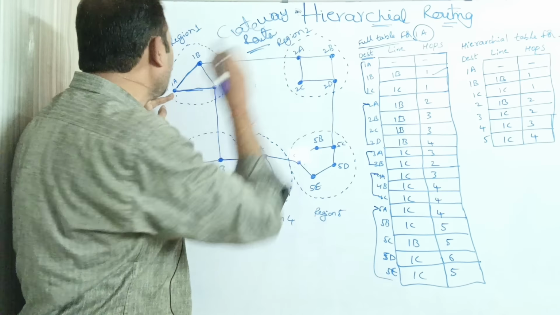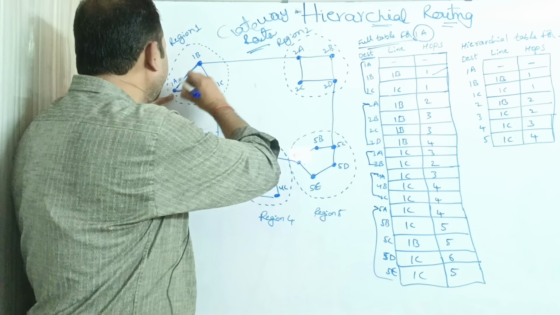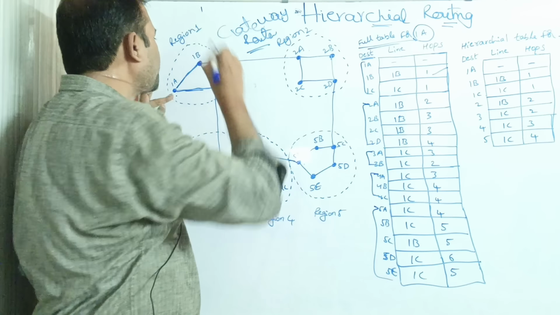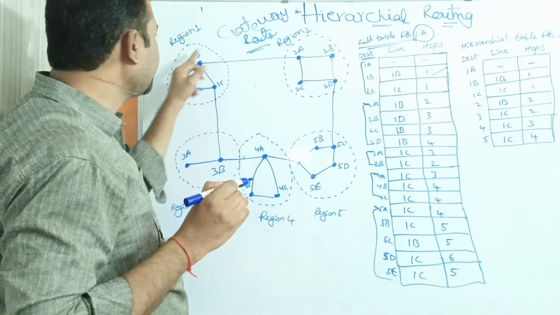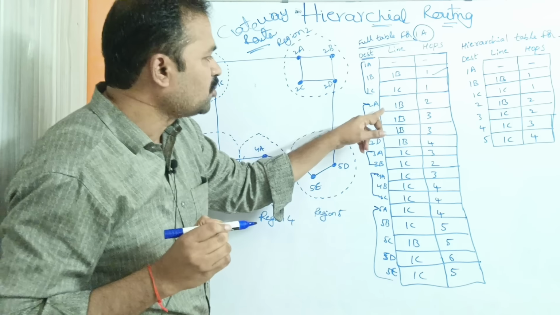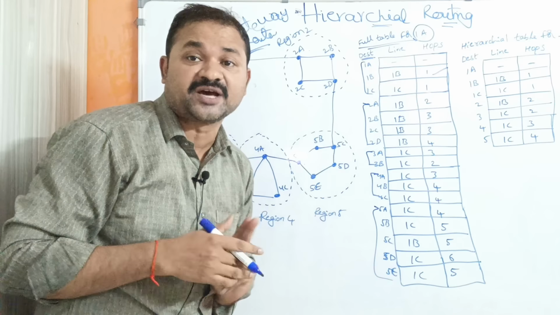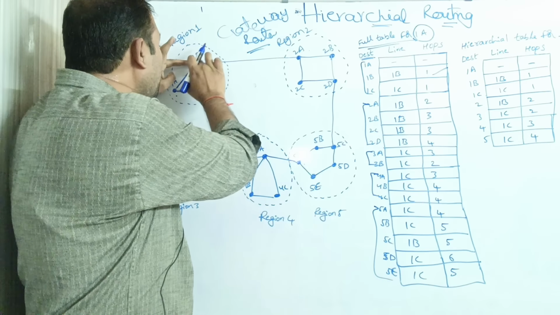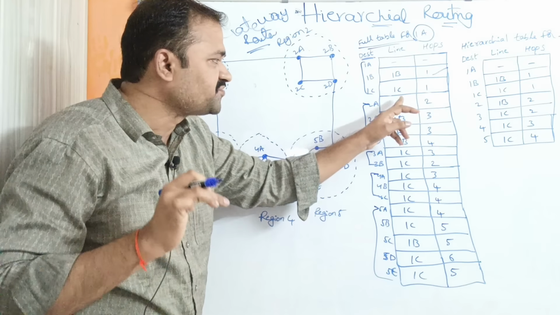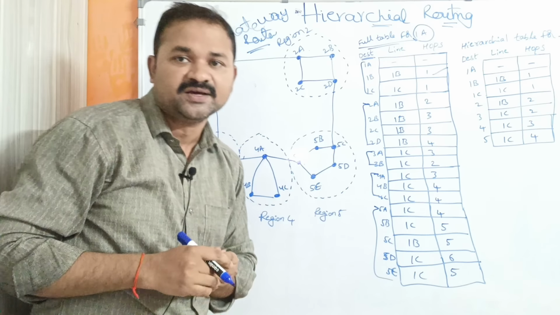Next, the destination router is 2A. So 1A to 2A. 1A can send the packet to 1B, so that is one hop. Next, 1B can send the packet to 2A. This is the second hop. So how many hops are required? 2 hops are required. Via which router are we sending? Via 1B. That's why we have written 1B here.